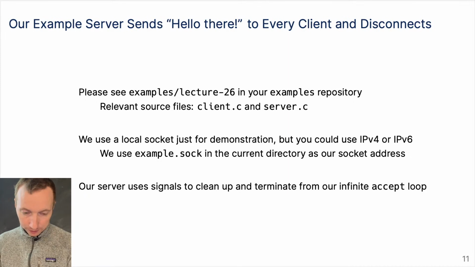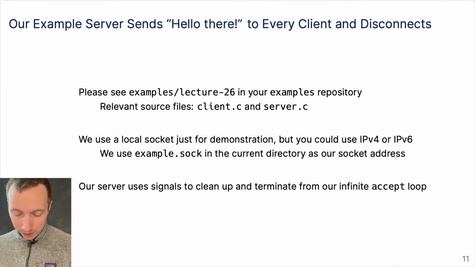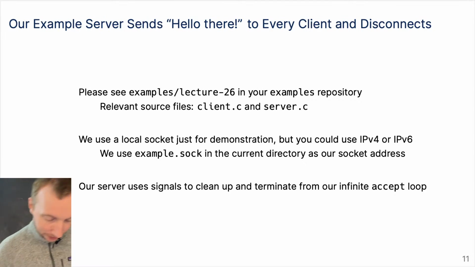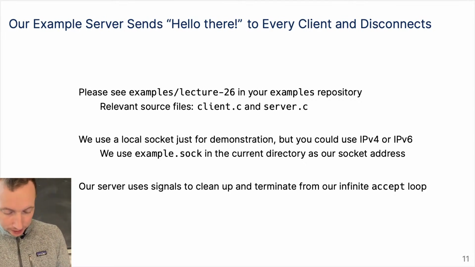Our example server will go ahead and send hello there to every client and just simply disconnect them. It's in lectures 26 in your directory. There's client.c and server.c. And we'll see now that we can actually program these nicely, and we actually use signals, and we see what signals are actually useful for.